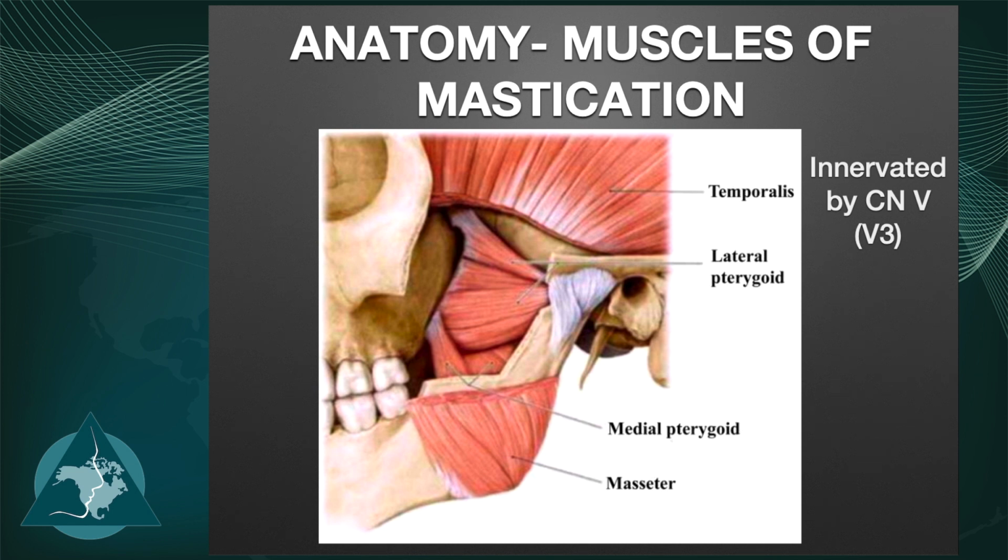Even the temporalis, even though it's here in the V1 region, V1 is only giving sensory information, sending sensory information to the central nervous system. The muscles of mastication, these four, are going to be from the third branch of the trigeminal nerve only.